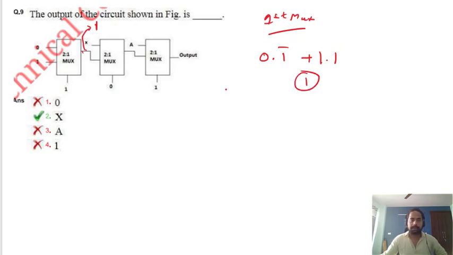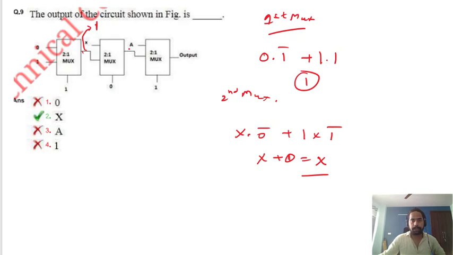Now for the second mux, x into 0 bar plus 1 into 1 bar. So x into 0 bar is x, plus 1 into 1 bar is 0, so x plus 0 is x only. From the second mux you are getting the output as x.